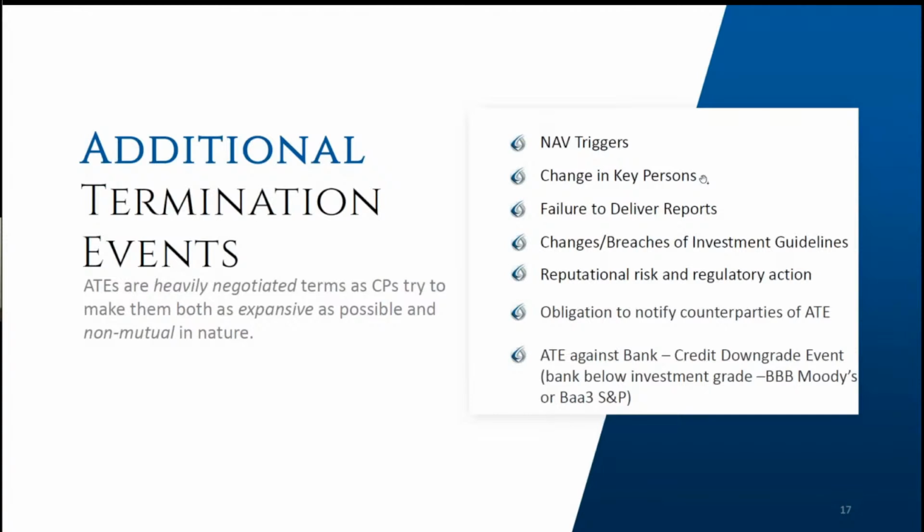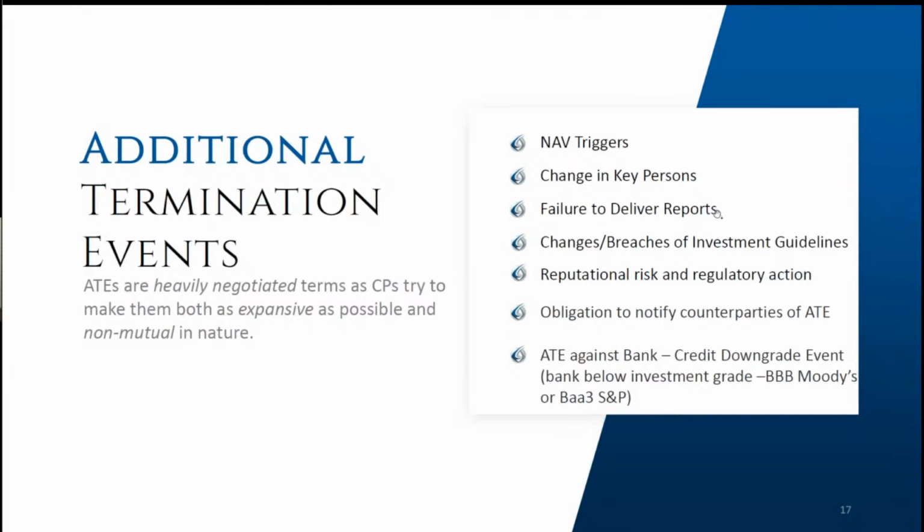In addition, you should add in that if the key person ceases to act, there needs to be an opportunity to replace that person with somebody else who's reasonably acceptable. Failure to deliver reports. The banks will require that the fund deliver its monthly NAV statement, financial statements, and potentially other information. Any failure to deliver these reports is typically put up as an ATE, an additional termination event.